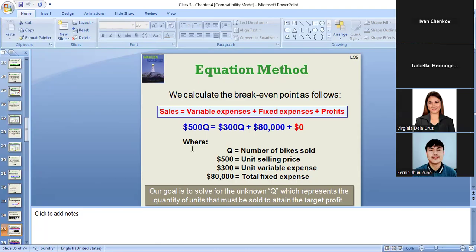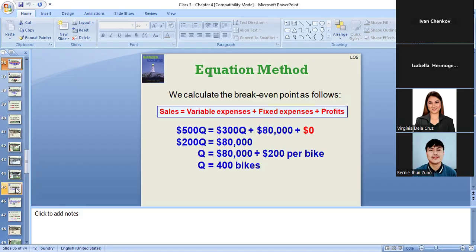Now the first equation is sales is equal to the variable cost plus the fixed cost plus the profit. Sales comes from the sales price per unit times the number of units. Variable cost comes from the variable cost per unit times the number of units. Fixed cost is fixed cost. We solve the equation and come up with the number of units. That will be one way to do it, and that's how we come up with the 400 bikes at break-even.